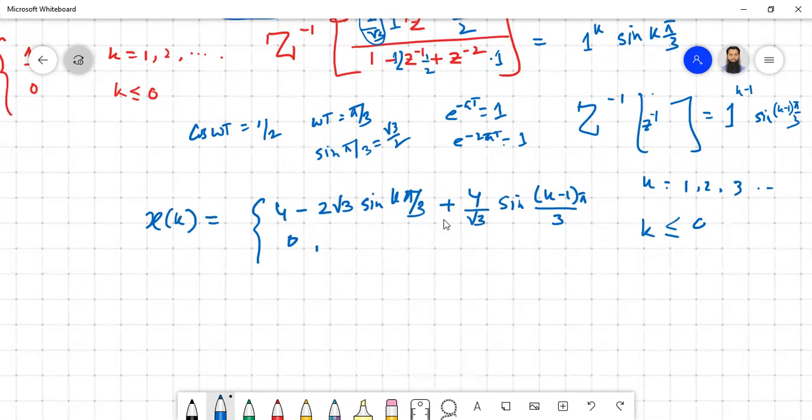So let's stop here, inshallah, and let's discuss the last method, that is the contour integral or inversion integral method, as well as the solution of difference equations using the Z transform. Those two topics of chapter 2 in the next class, inshallah.